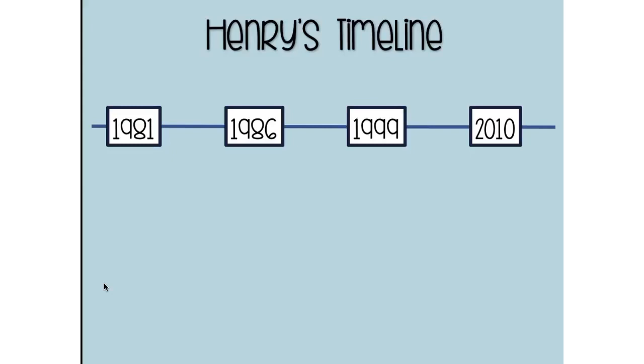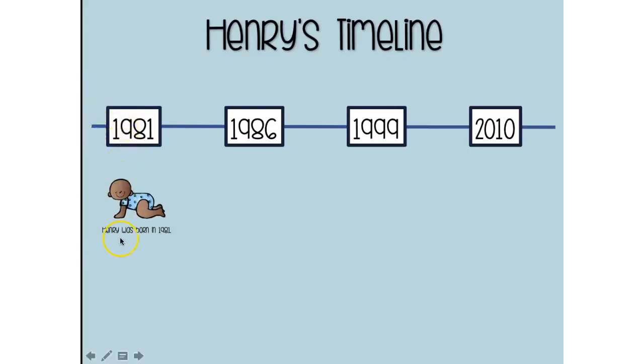Alright, so in 1981, do you remember what happened first in Henry's life? Good, yeah. He was born. That's normally what happens first in our lives. Alright, so Henry was born in 1981. Do you see how I matched up the event in order with the date?